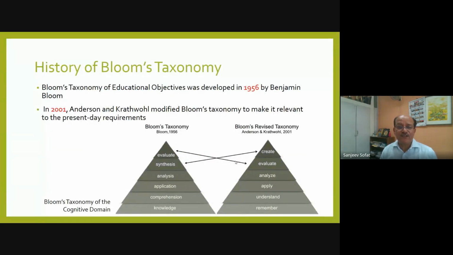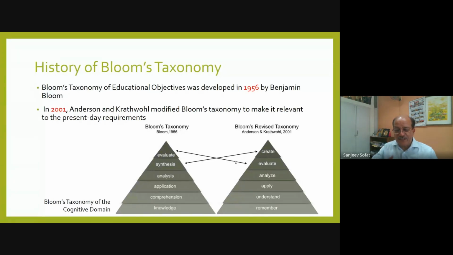So what is the history? Because you will say we were doing all this earlier also, then what's so great about Bloom's taxonomy? This taxonomy came in the year 1956 by Benjamin Bloom, and it continued for many years. In 2001, some modifications were made to Bloom's taxonomy based on the technology that has come. Now, this is what Bloom's taxonomy is.